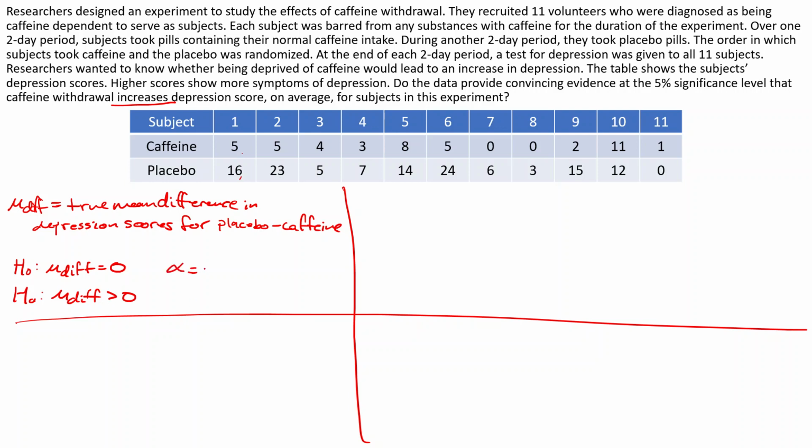Our alpha here is 0.05. Our sample size is 11. We don't know anything about the sample mean difference or the sample standard deviation of the difference or any of that stuff. But we do know that this is a paired t-test for mean difference. We don't have a random sample, since we had volunteers, but we randomized the order. Somewhere in here, I underlined it on the last slide, there it is, randomized. So we have a randomized experiment.